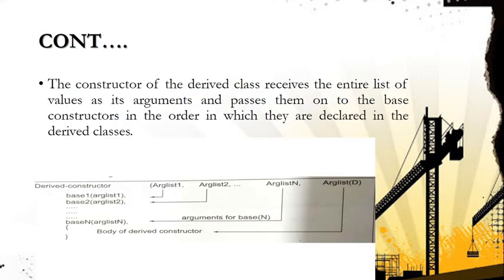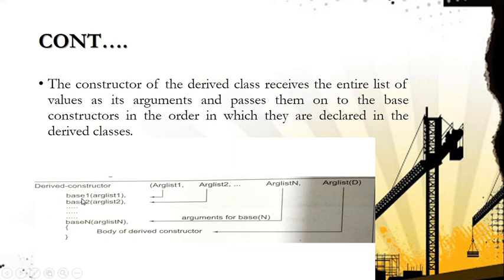And we have a syntax to be followed. We see that the constructor of the derived class receives the entire list of values as its arguments and passes them on to the base constructors in the order in which they are declared in the derived class. You can look here. This is a small syntax given here. Derived constructor, and it has some arguments like arg 1, arg 2 and so on till arg d. And after that I'm having a colon. It's forgotten to mention here, we are supposed to have a colon here.